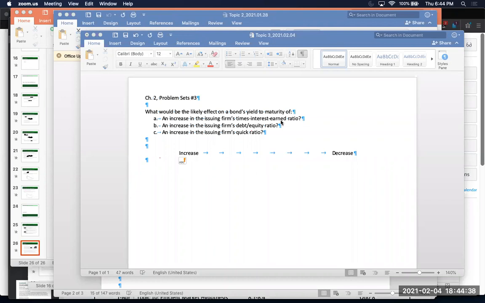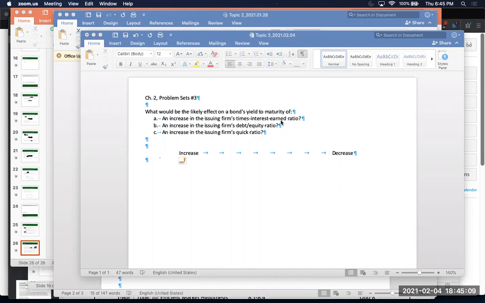All right, let's... It's how many times you have earned your interest. So higher means you have more income per interest, so you are more profitable based on your interest. Lower means you have less income per interest. So it's probably cash flows.